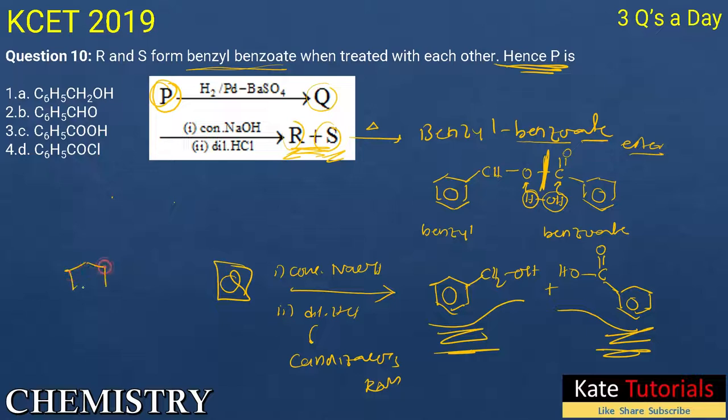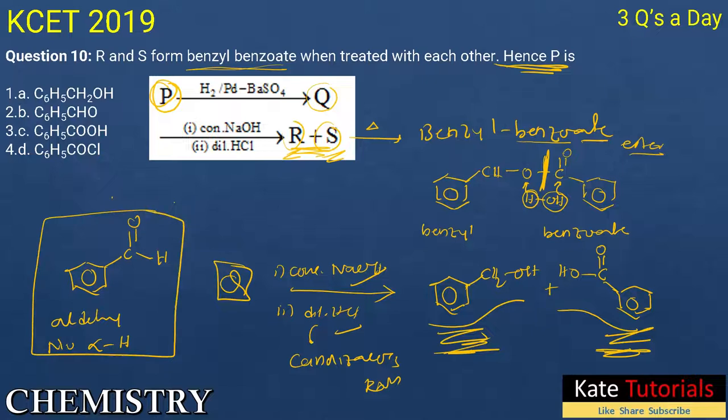In the Cannizzaro reaction, there should not be any alpha hydrogen and it should be only an aldehyde. This is an aldehyde, no doubt, and it has no alpha H. We add concentrated NaOH and dilute HCl in the second step, so we get benzoic acid and benzyl alcohol. So Q might be this aldehyde, benzaldehyde. So we know Q. Then what must be P?